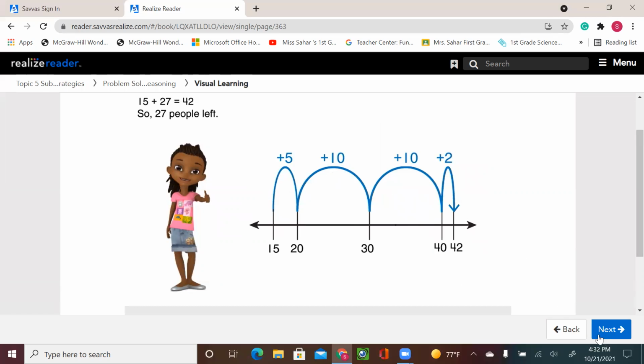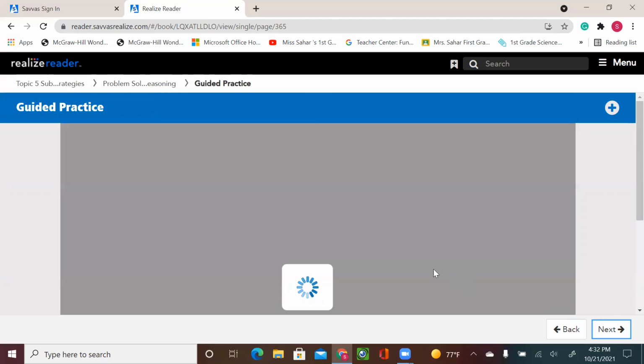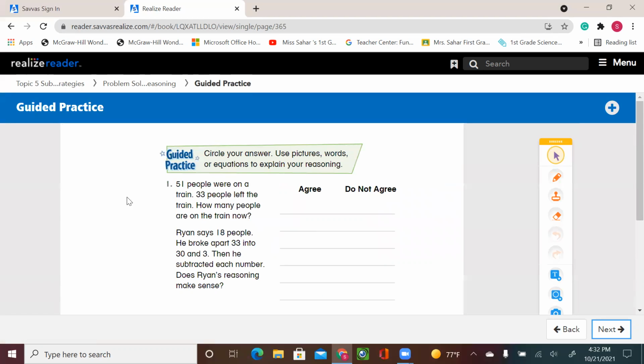So let's see. The guided practice we have on page 219. Okay, circle your answer. Use pictures, words, or equations to explain your reasoning. 51 people were on a train. 33 people left the train. How many people are on the train now? Ryan says 18 people. He broke apart 33 into 30 and 3. Then he subtracted each number. Does Ryan's reasoning make sense?